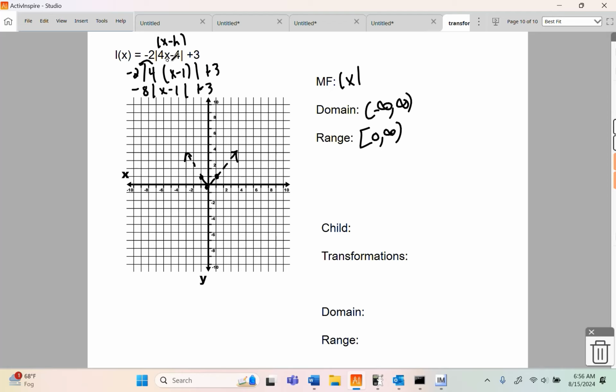Now, the transformations that were present, I would just go with this one on the bottom because we had to do a lot of manipulation to see transformations anyways. So the transformations that are present are simply right 1, up 3. It's a vertical stretch, 8 times the height. And then we have this vertical reflection because we have a negative symbol out front.